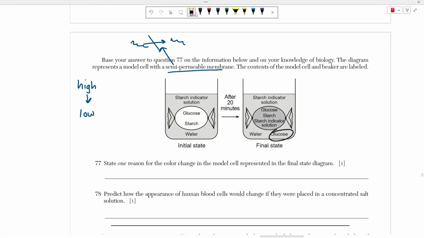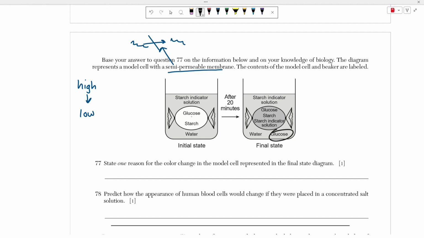And the same thing happened with the water. Remember, high concentration to low concentration. So the water has high concentration here and no concentration here. Concentration is just how much is there, right? So high concentration means it's a lot there, low means there's little to no there, okay?